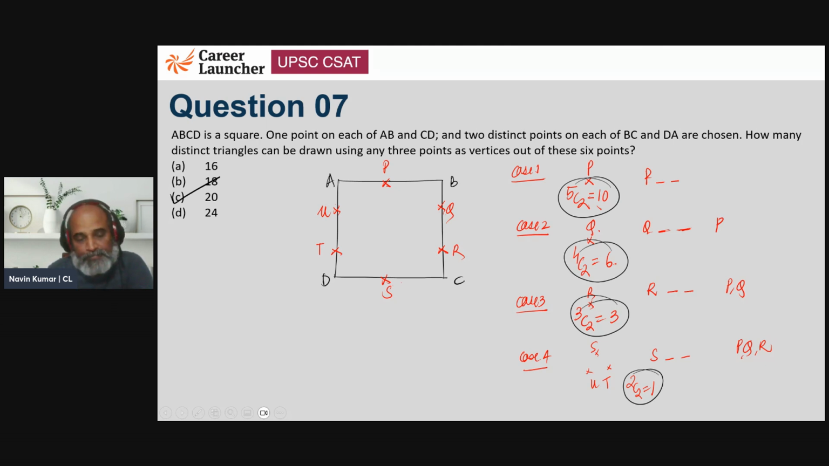Okay. Now, was there any other way apart from making all these cases and solving them? कोई और तरीका था इसको solve करने का? Since we need to figure out how many triangles we are going to have, right?